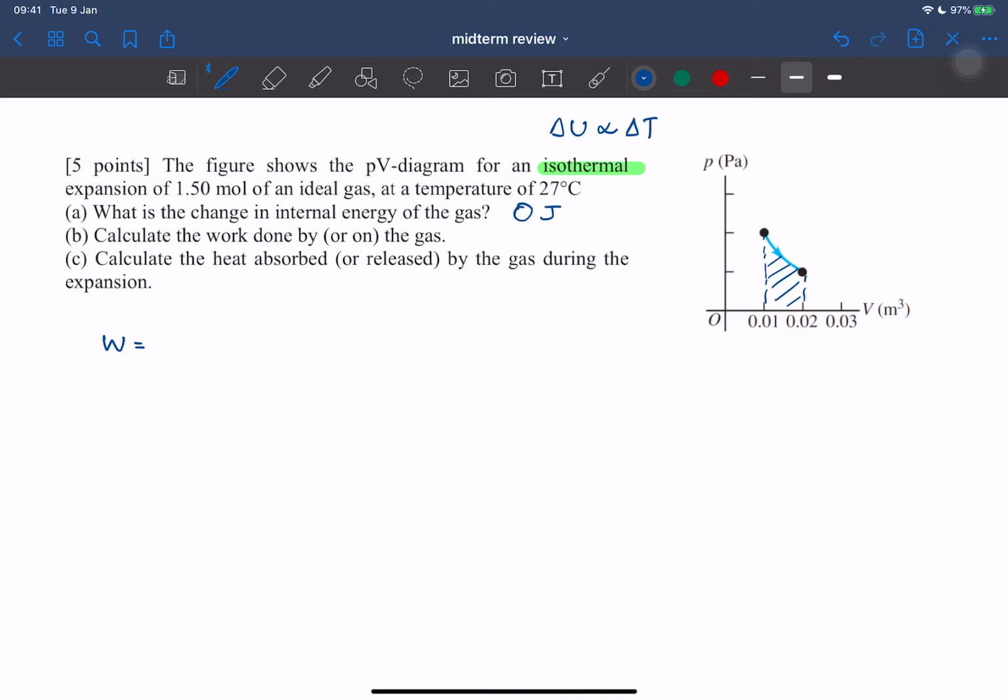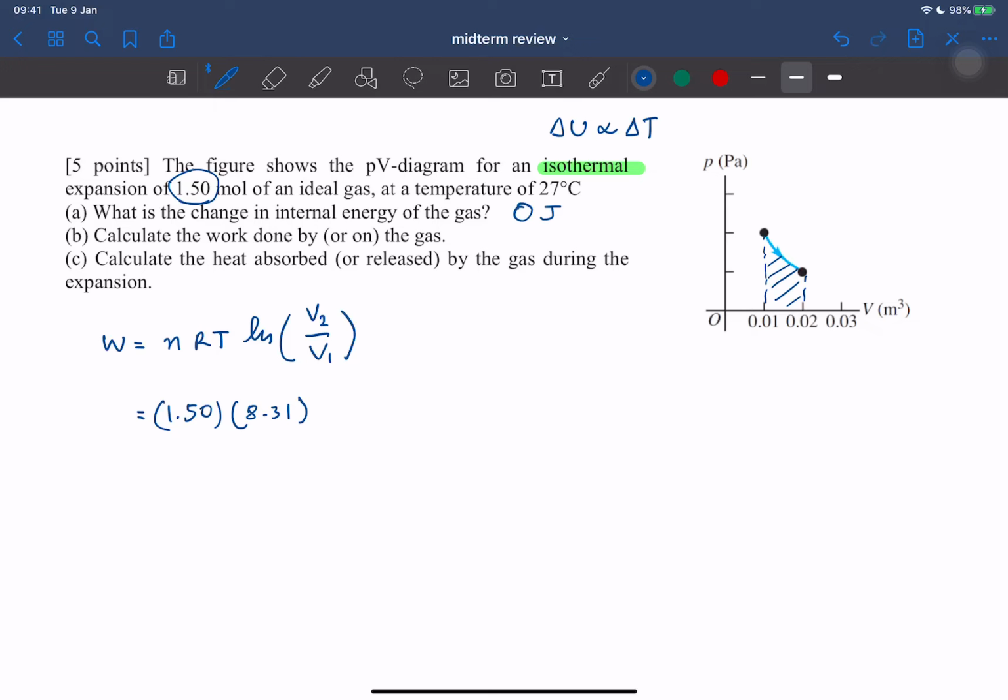of the volume. So the formula is nRT log of V2 divided by V1. V2, well, I call it V2, but it's just the final volume. V1 is the initial volume. So let's just write down what we have here. n is the number of moles, so that's 1.5. It's given here. R is the gas constant, it's about 8.31.